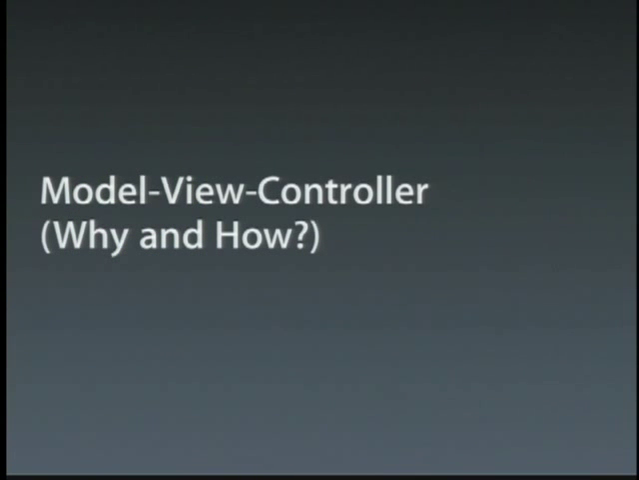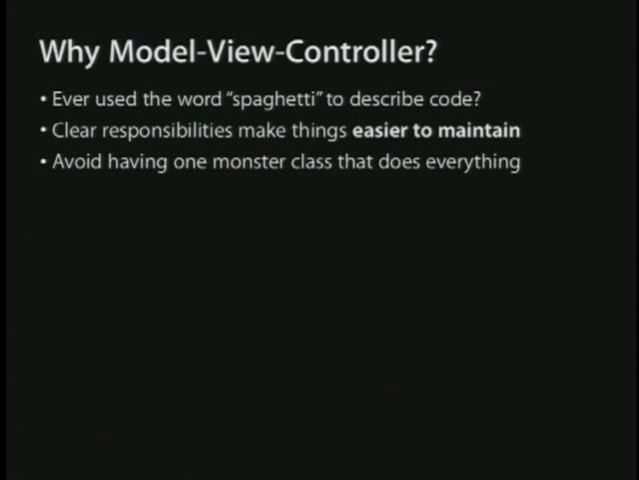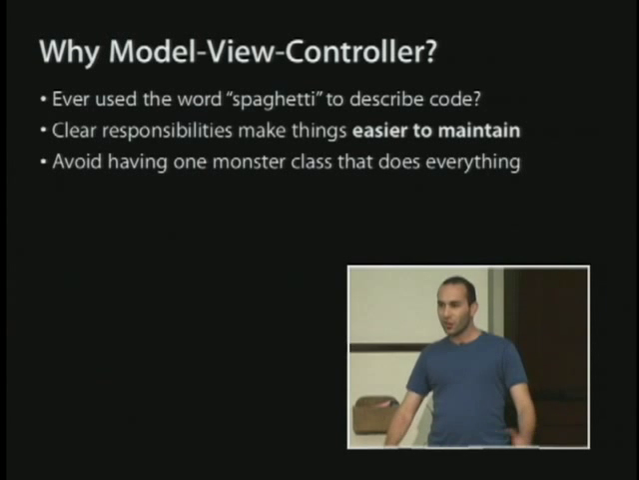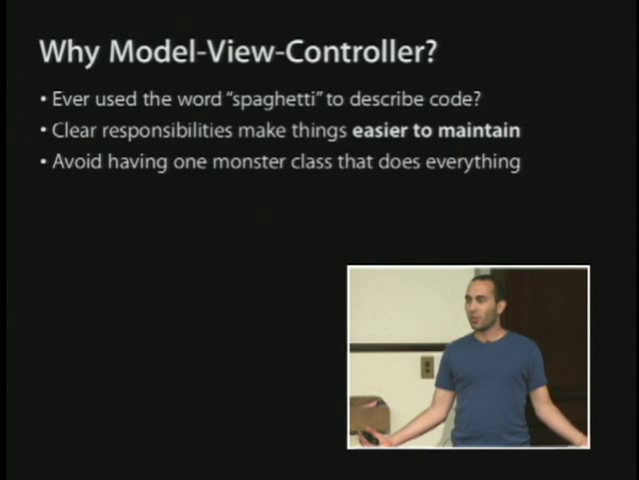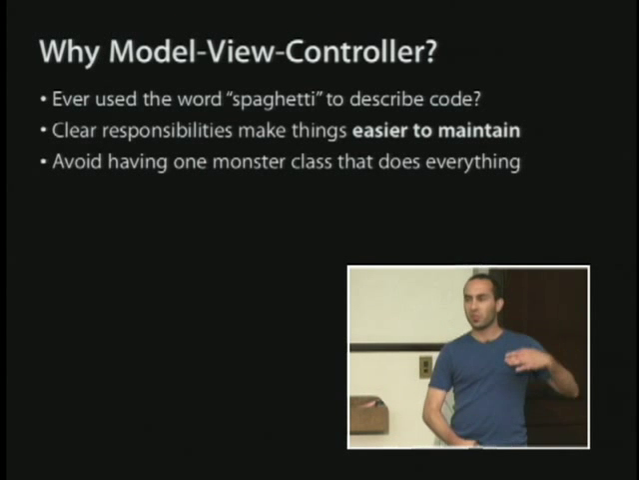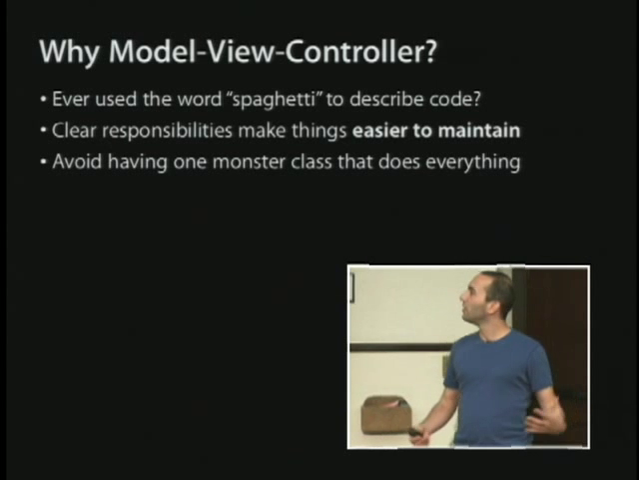So a little more about model view controller. Why do you want it, and how do you build your application to support that? I'm sure you're all familiar with the term spaghetti code. Everybody knows spaghetti code, right? It's when there's so much code and everything's referencing everything else, and it's hard to untangle.